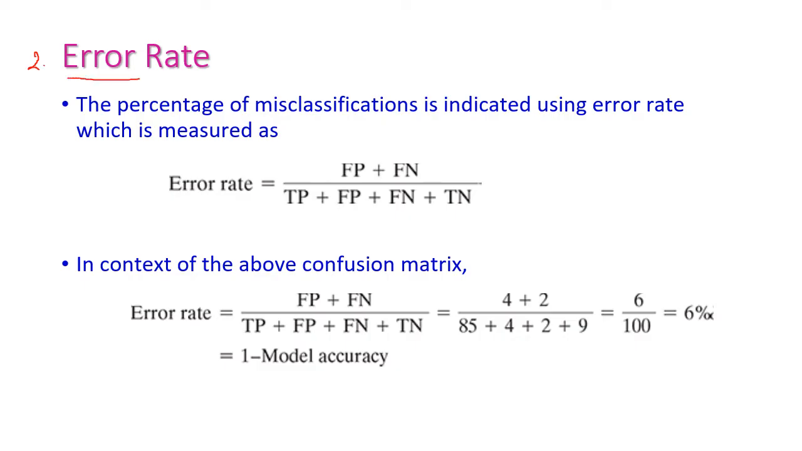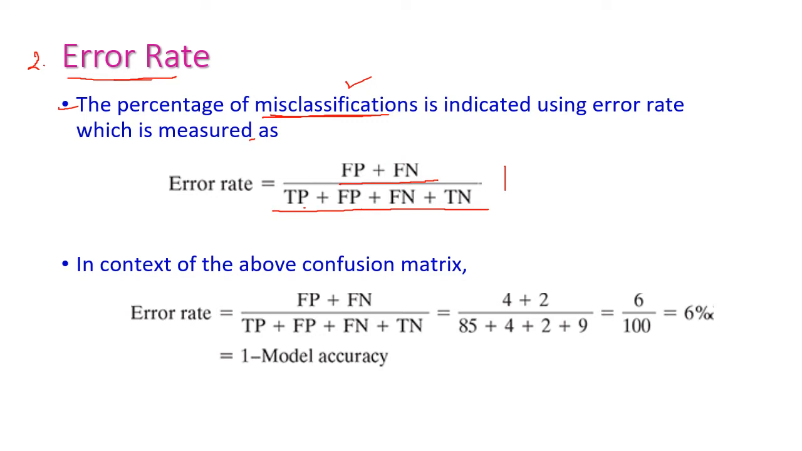The second one is error rate. Error rate is nothing but the percentage of misclassification. The formula for error rate is false positive plus false negative divided by all the values, that is true positive plus true negative plus false positive plus false negative, right?